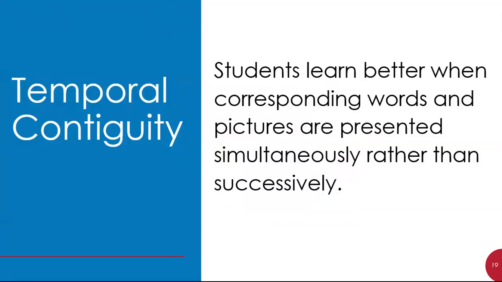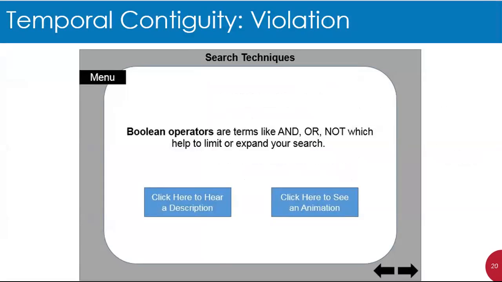So the spatial contiguity was together in space, but we have a similar principle with time. Temporal contiguity states that students learn better when corresponding words and pictures are presented simultaneously rather than successively. So temporal contiguity wants you to present materials together in time. Unfortunately, there are some lessons that try to separate the narration from the image or video. So here we have the Boolean operators lesson again, but there are two separate buttons. We have one button that says click here to see a description, and the other one says click here to see an animation. So it's either or.